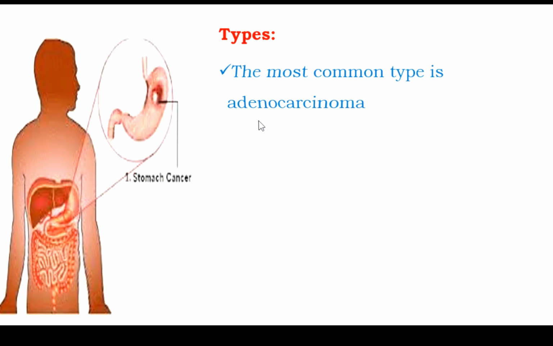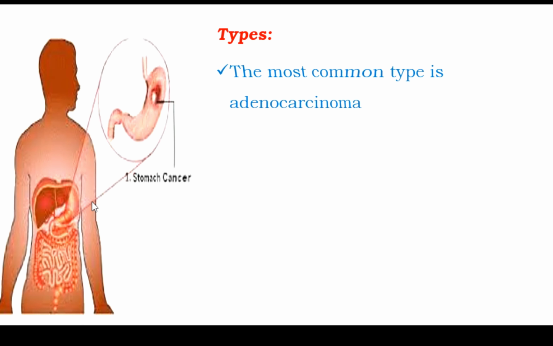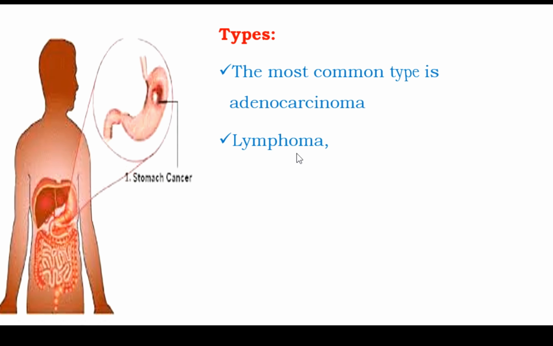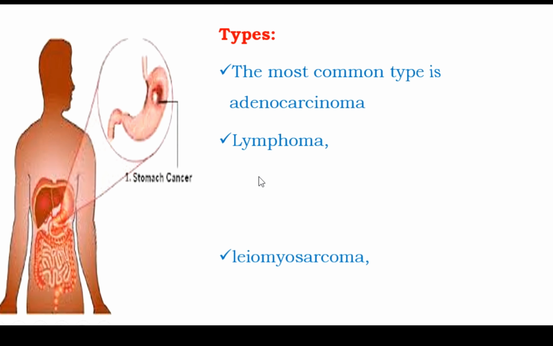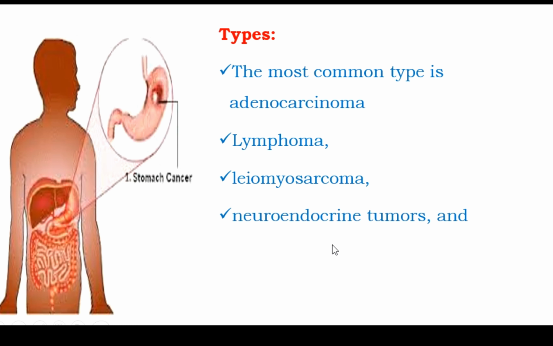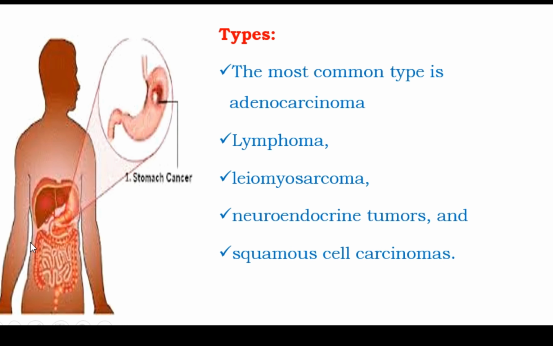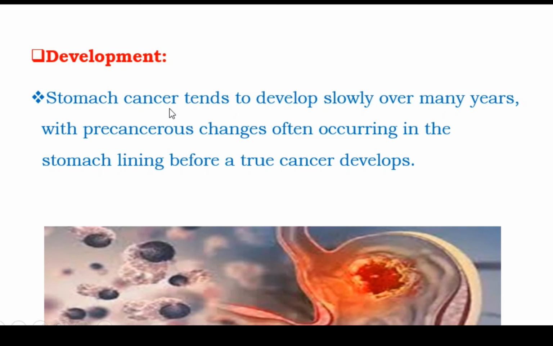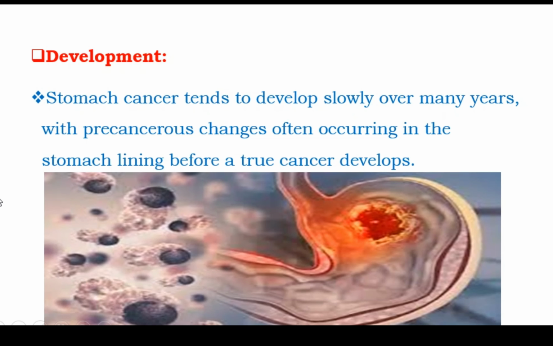Types of gastric CA. The most common type is adenocarcinoma, which starts in the glandular tissue of the stomach lining. Other, less common types include lymphoma, leiomyosarcoma, neuroendocrine tumors, and squamous cell carcinomas. Development of gastric CA. Stomach cancer tends to develop slowly over many years, with precancerous changes often occurring in the stomach lining before a true cancer develops.